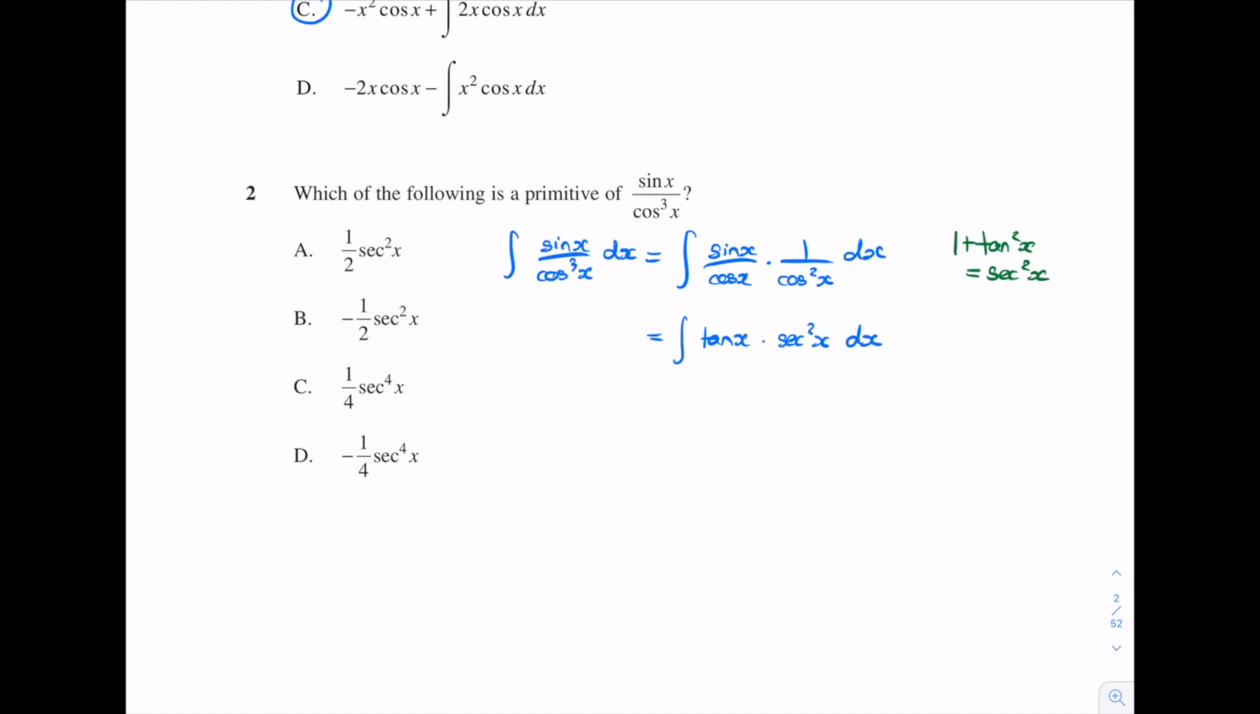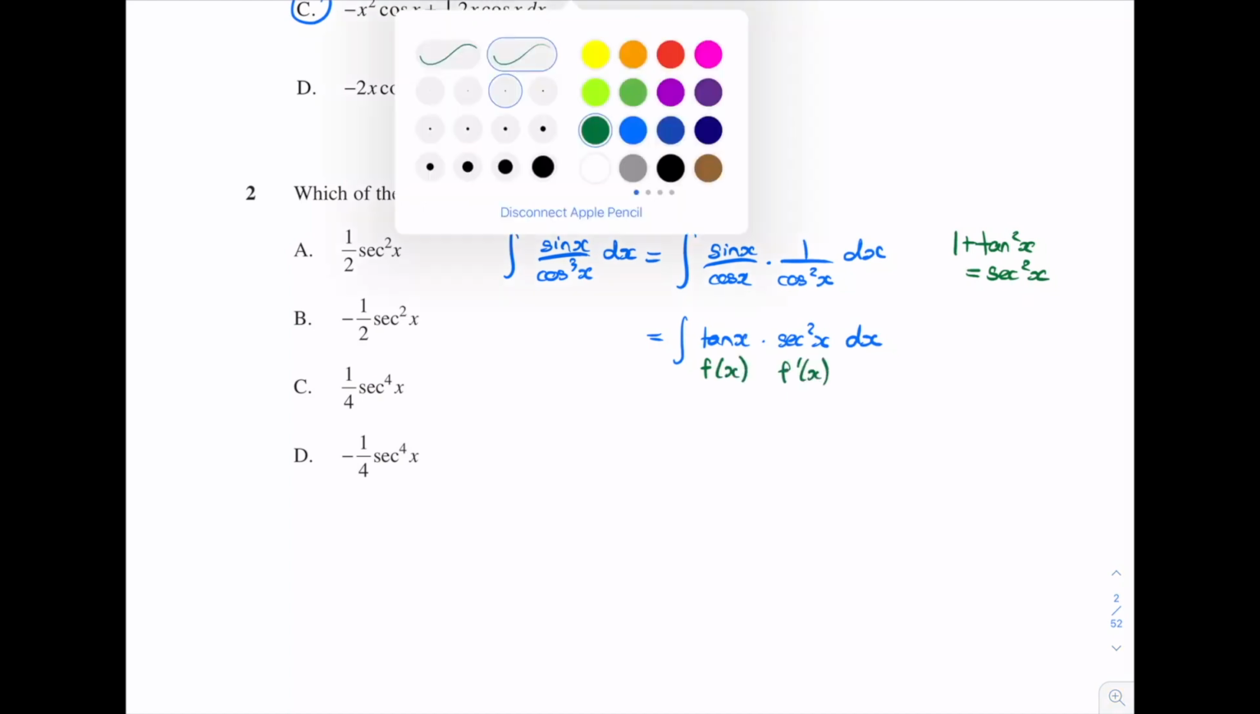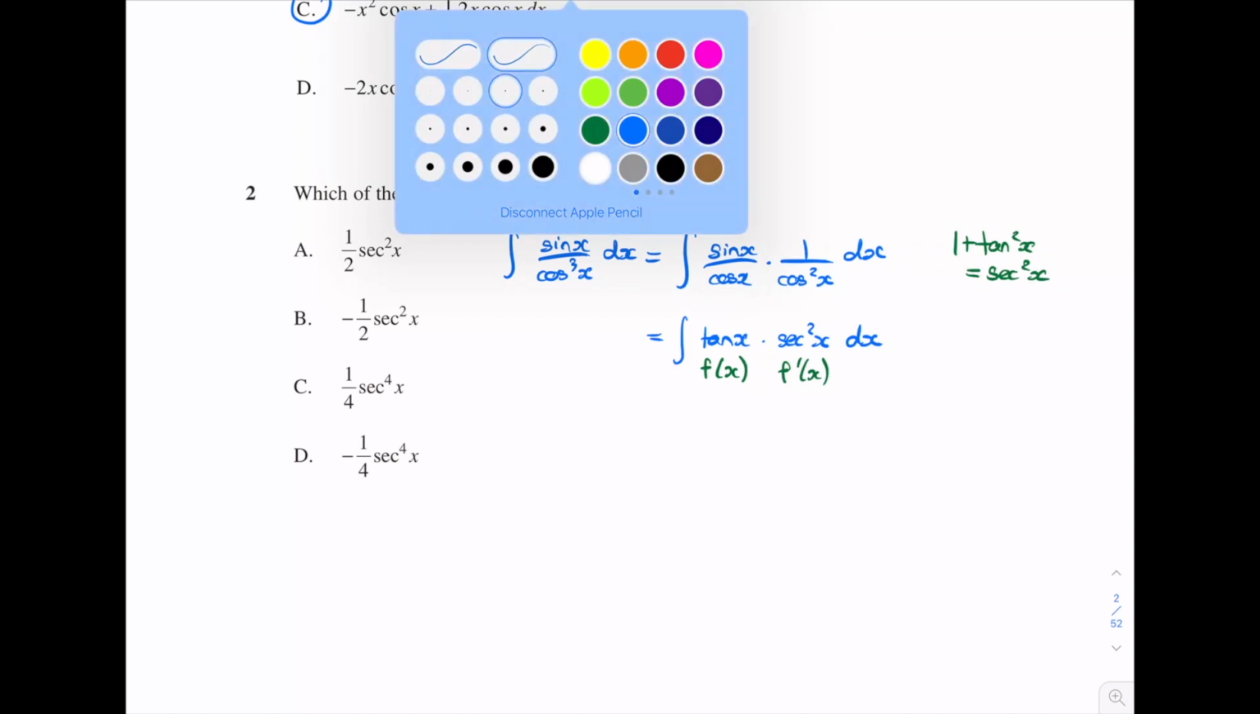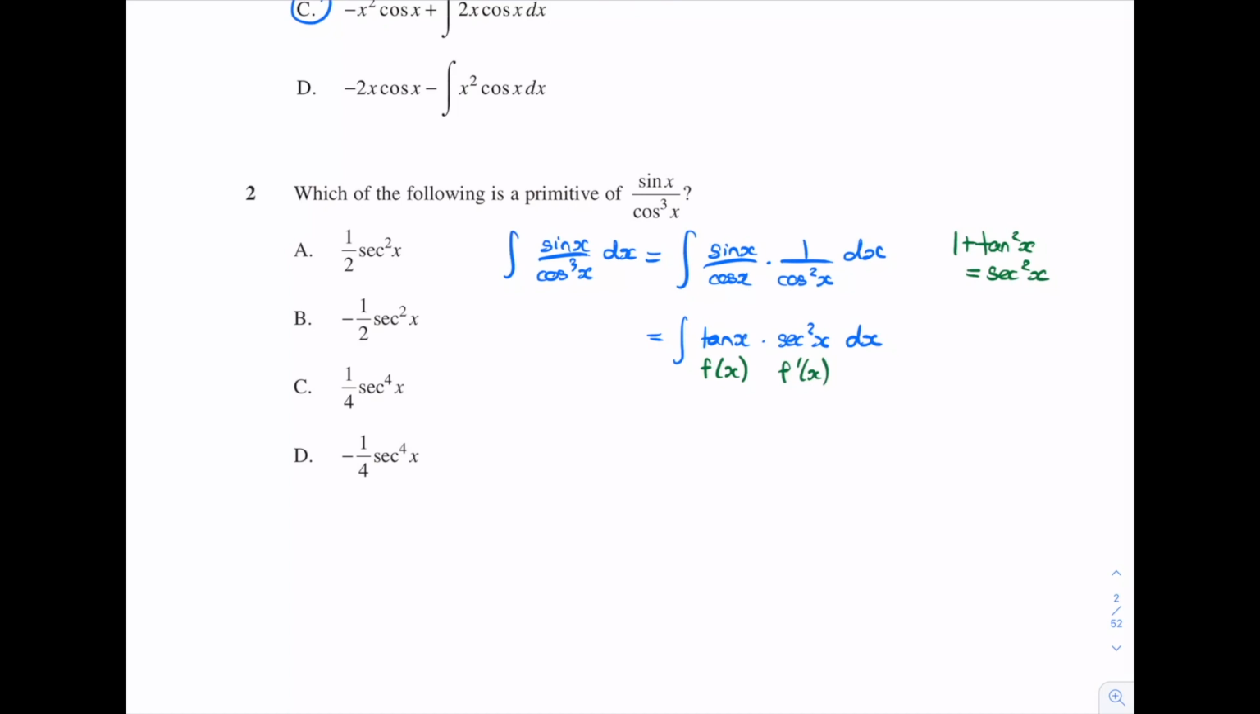So I'm thinking that we can integrate this by using the reverse chain rule. So I can see that this here is f of x, and this is f dash of x. So if I wanted to, I could make a u substitution, u equals f of x, but I don't have to do that. I can use the reverse chain rule and I would get tan squared x on 2.